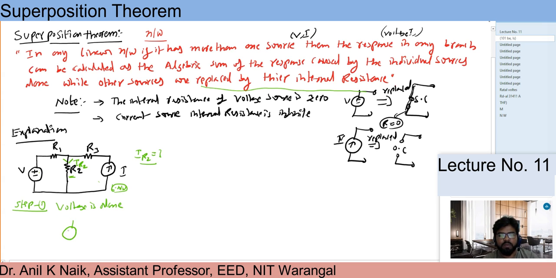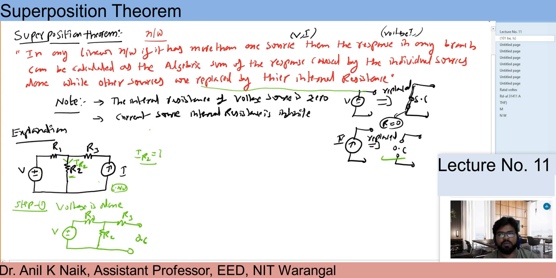So this could be my circuit now. When it comes to only my voltage source acting alone, the remaining sources have to be replaced with their internal resistance. So what could be the internal resistance of this current source? It could be an open circuit. I can simply take this as the open circuit now.